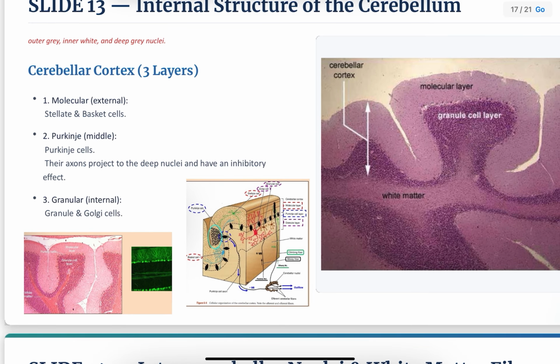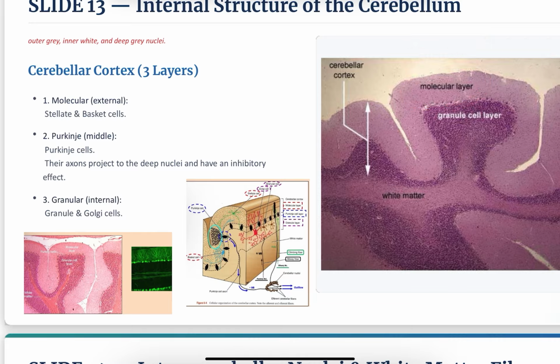Now, the cerebellar cortex has three layers that we need to mention. The first one is the molecular layer. This is the external layer, and it has the stellate cells and the basket cells.